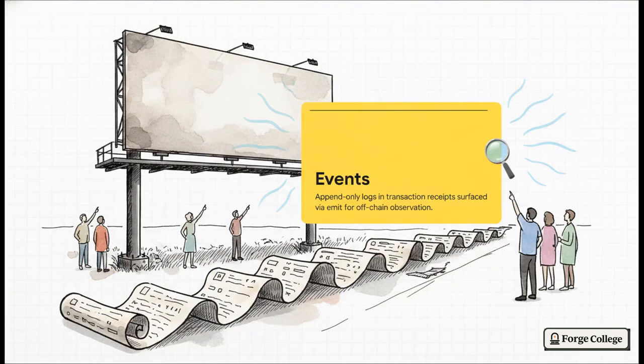And finally, we have events. If storage is that luxury real estate, events are kind of like renting a public billboard on the side of a busy highway. They are append-only log entries tucked away inside a transaction receipt. We surface them using the emit keyword, and they're designed entirely for off-chain observation. The upside, they are much, much cheaper than storage, and everyone off-chain can clearly read your billboard. The catch? You definitely cannot live there.